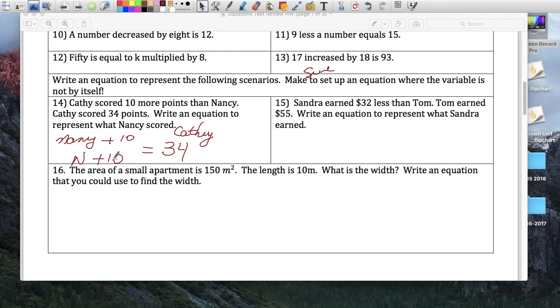Where your variable is not isolated. That doesn't say N equals 34 minus 10. It's actually an equation where you can solve using inverse operation. Sandra earned 32 less than Tom. Tom earned 55.